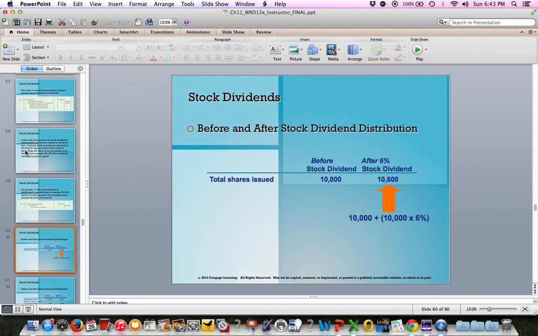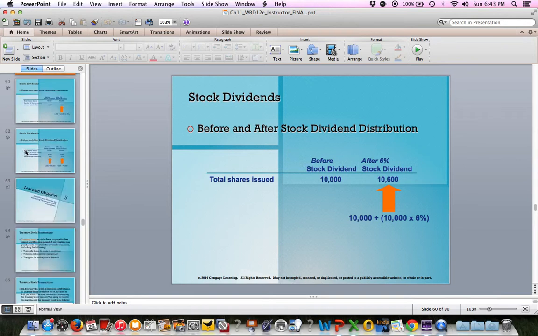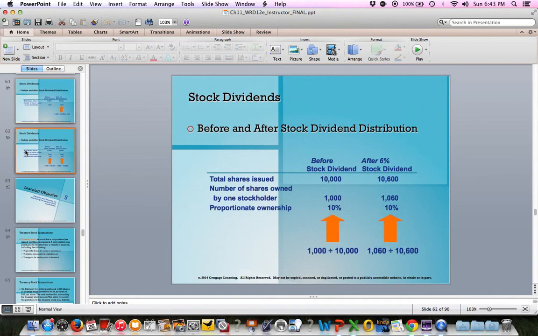Okay, so this is before and after stock dividends. Total shares issued 10,000. After 6%, 10,600 are outstanding. And then it says here, number of shares owned by one shareholder. Basically, if you own 1,000, you now get 1,060. And your proportion of ownership stays the same. So if you own 10% of the stock before the dividend, you own 10% of outstanding stock after the dividend.